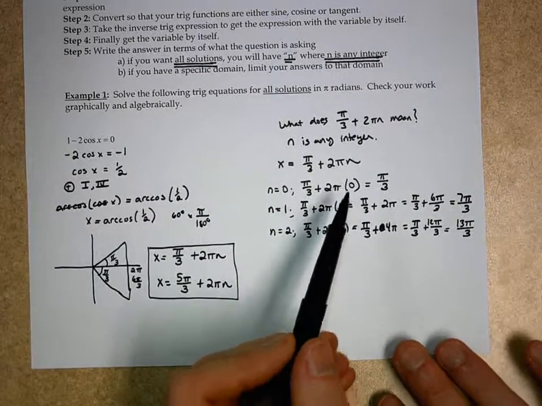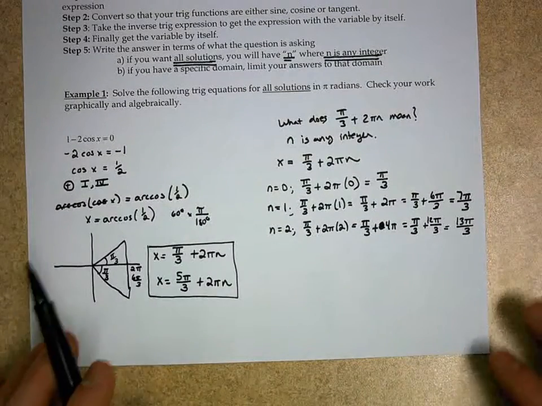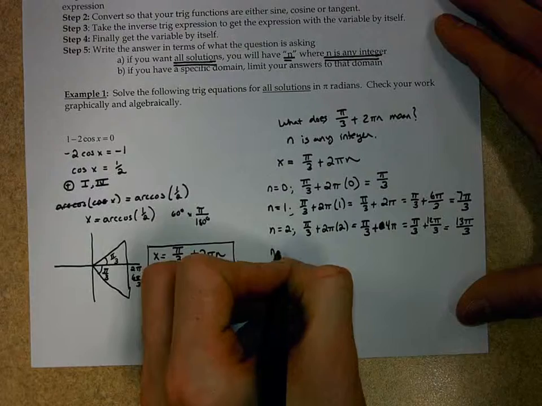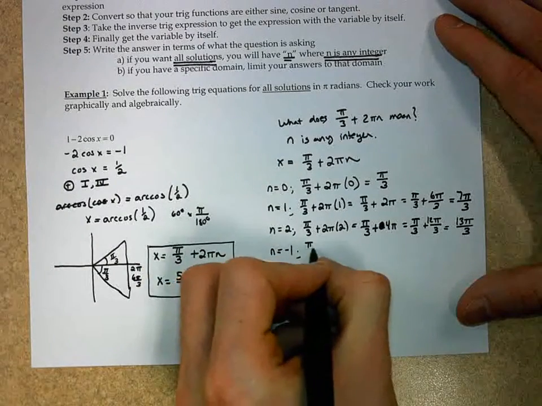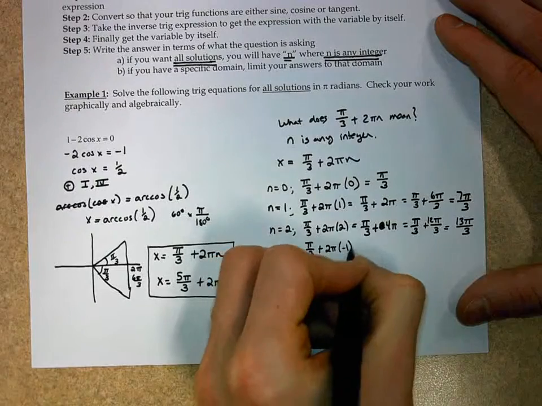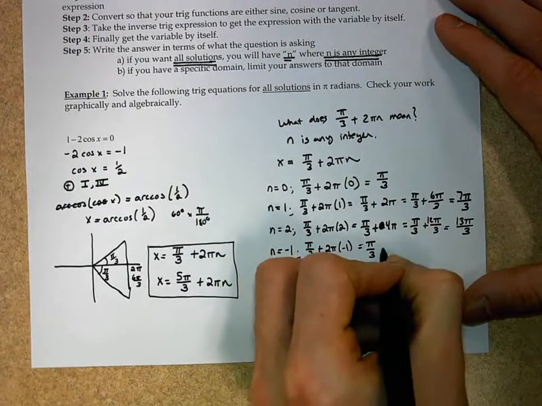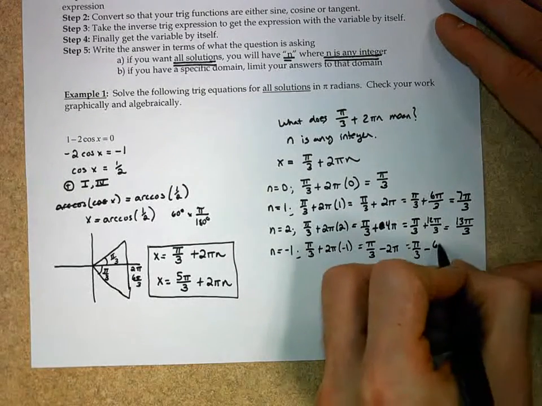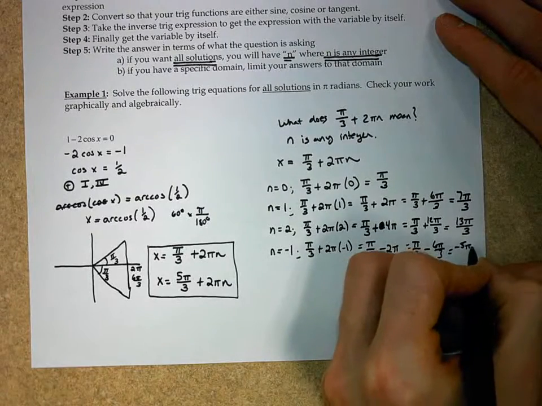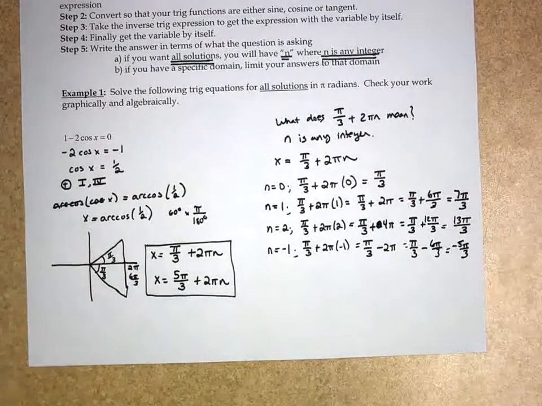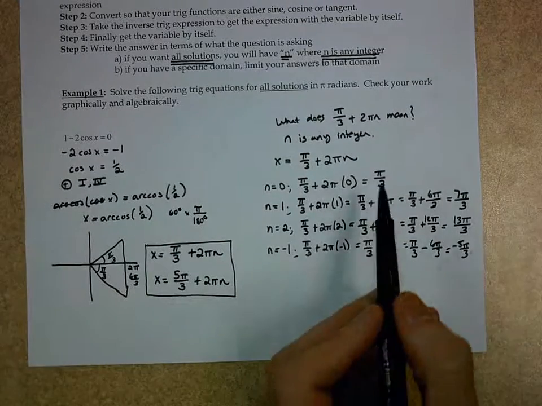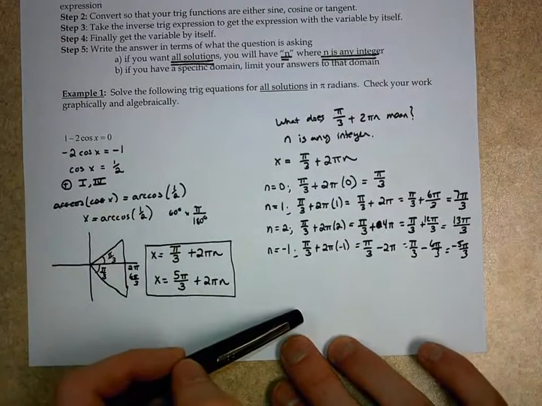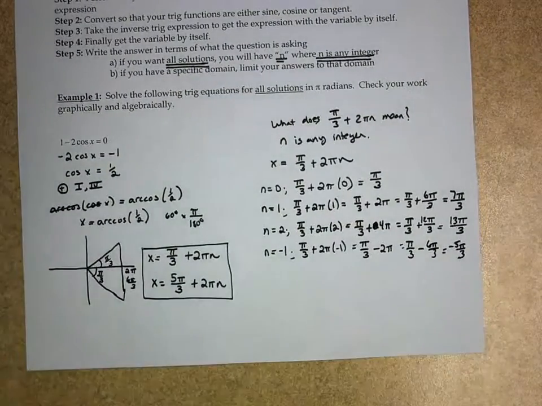So every single time I plug in an integer in for n, I'm going to get another coterminal angle as my final answer. And I'm not limited to positive integers. If I wanted to, I could plug in a negative 1. So then I would put pi over 3 plus 2 pi times negative 1, which is pi over 3 minus 2 pi, pi over 3 minus 6 pi over 3, which gives me a negative 5 pi over 3. That is another solution. So you can see right here, it's going to be impossible for me to get all my solutions because I could do this forever and ever, plugging in integers in for n and getting answers.